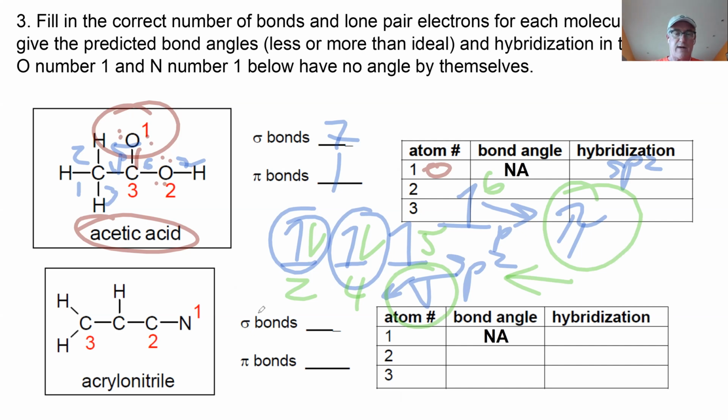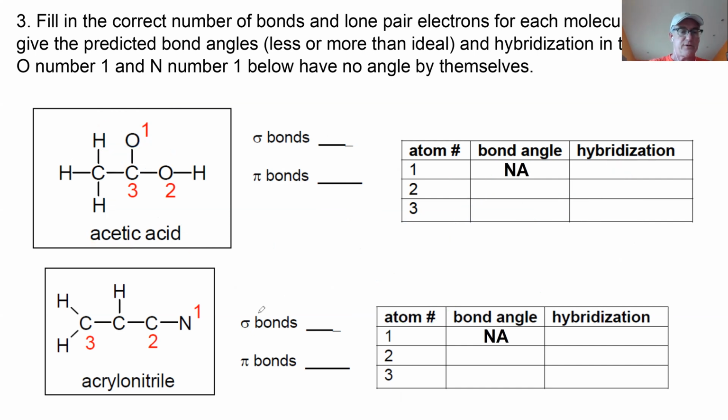So let's do atom number 2. Oops, I got rid of all my 1, 2, 3, 4. So oxygen 2. Oxygen 2, how many regions of electron density are around oxygen 2?